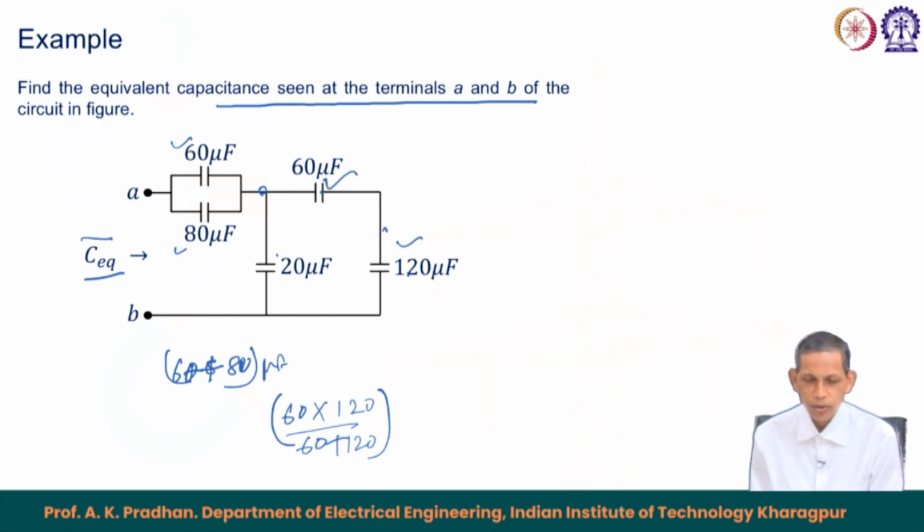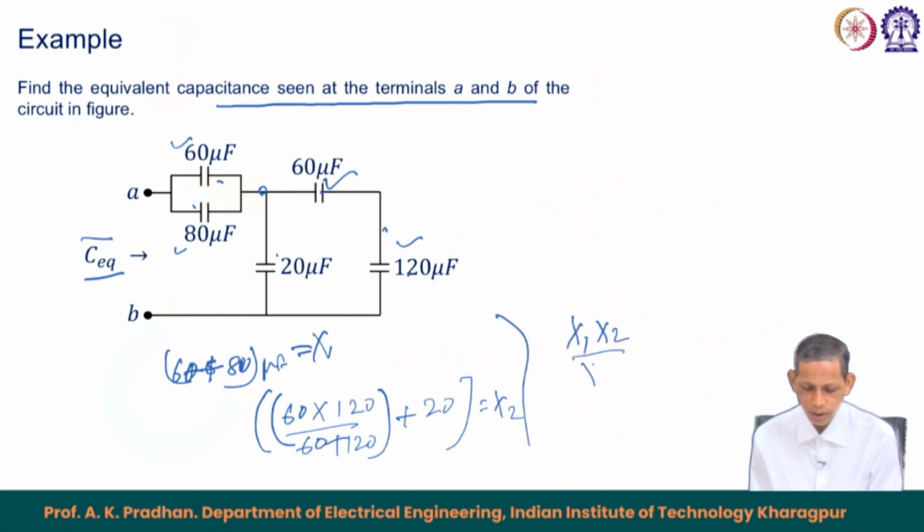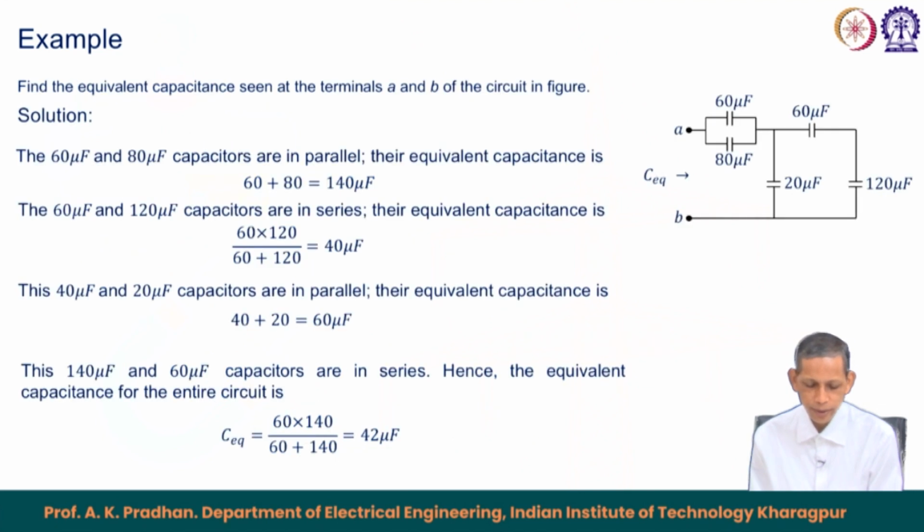So this combination is in parallel with this one, and this plus 20 becomes this, which is in series with this. Let us say this is x1 and this is x2. Then one is in parallel and the other is in series, meaning x1 into x2 divided by x1 plus x2, and that will be nothing but the C equivalent. Going by that, as I said, 60 and 80 are in parallel, so 60 plus 80 is 140 microfarad.